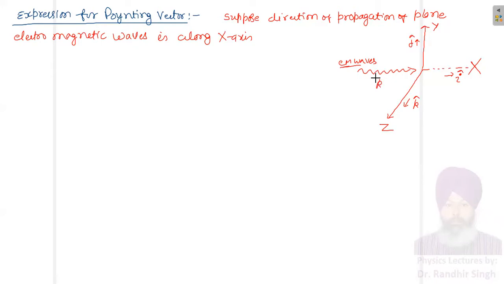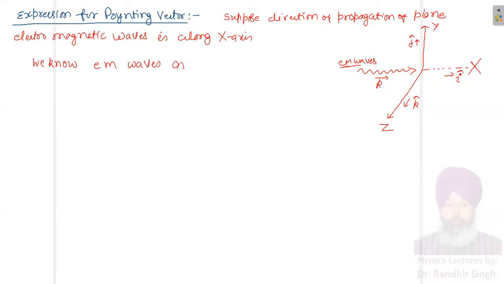So k vector is always along the direction of motion of the electromagnetic wave. You can see k vector, which is the direction of propagation, and i cap, which is a unit vector along the x-axis. These will be in the same direction because of our assumption, because we have assumed that the plane beam of electromagnetic waves is traveling along the x-axis. Now we know that electromagnetic waves are transverse.